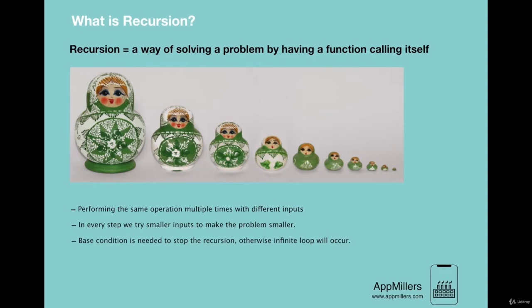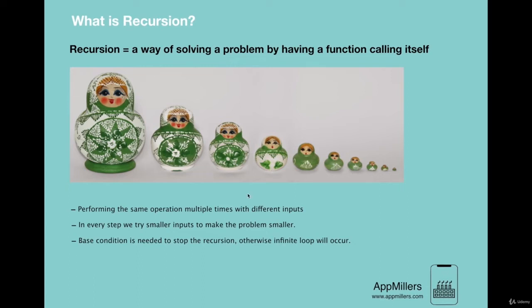In the case of Russian dolls, we open the first one, then the second one, then the third one, until we reach the smallest one. We have to mention that when we reach the smallest one that cannot be opened, we need to stop here. Now you might be interested, what if we don't provide a base condition? In this case, the system will not know when to stop recursion, and this will lead to an infinite loop.